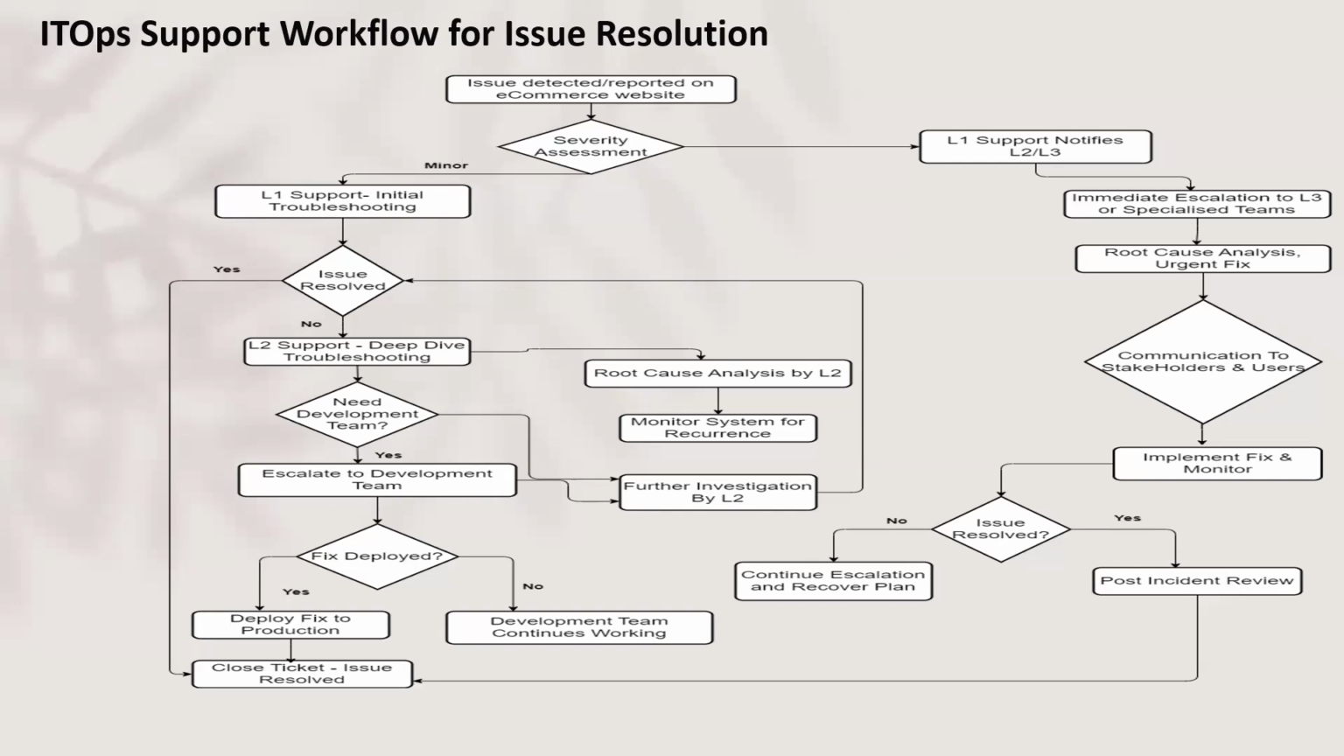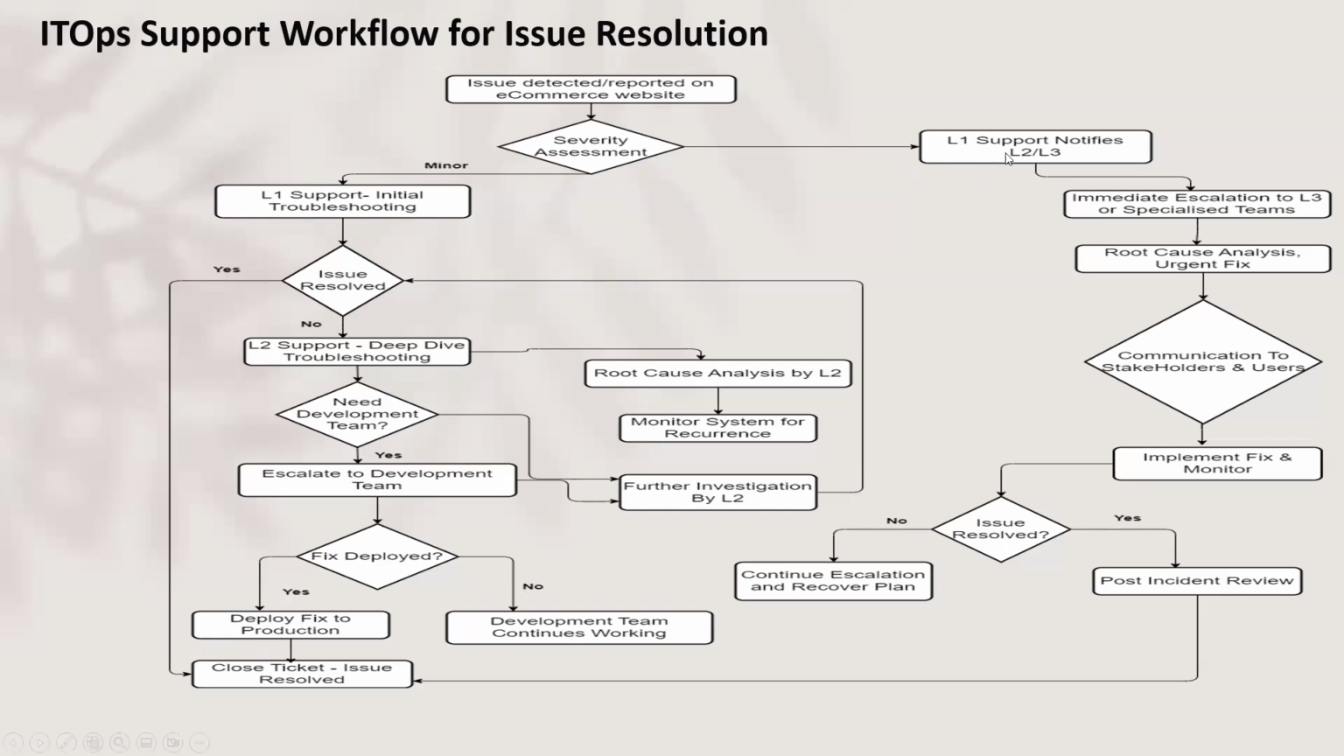So they find out if there needs to be a deployment, and then they go ahead, deploy the fix to production and close the ticket. If there is no fix deployed, then the development team continues working until the fix is made and deployed. This is for a minor issue.